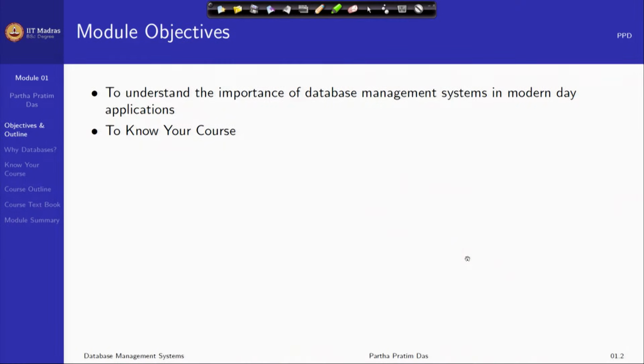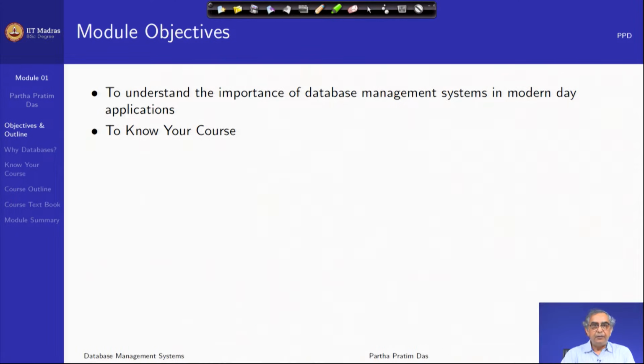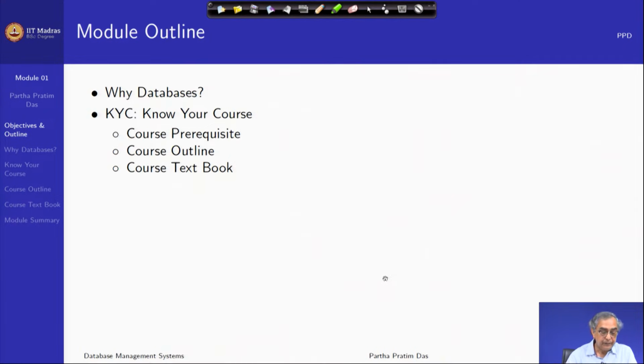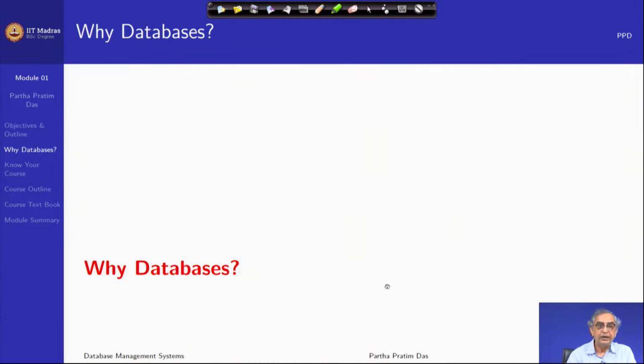So, this is the objective, to understand the importance of database management systems today. I am sure all of you in some form or other are familiar with the need and use of database systems in today's life, but we will try to go deeper and deeper as the course progresses. And also in this module, we will give you the necessary information about the course. So, the outline would be why databases and the know your course, prerequisites, outline and the course textbook.